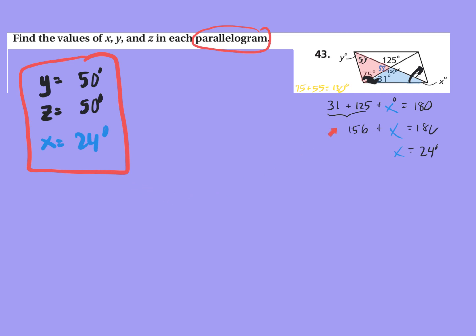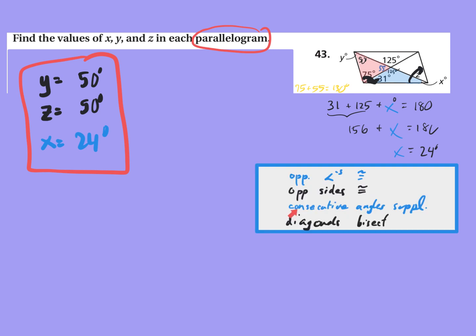Now, there was another way to solve for x, in case your mind is thinking in a different way. Remember that in a parallelogram, consecutive angles are supplementary. Therefore, this bottom left angle of the parallelogram, which is 106 degrees, and this bottom right angle have to be supplementary. So 106 plus x plus z is 180.